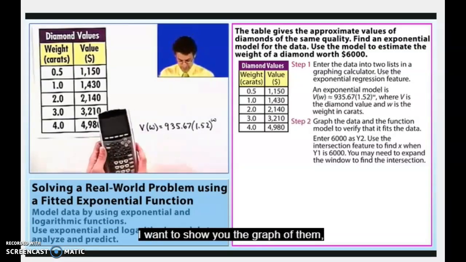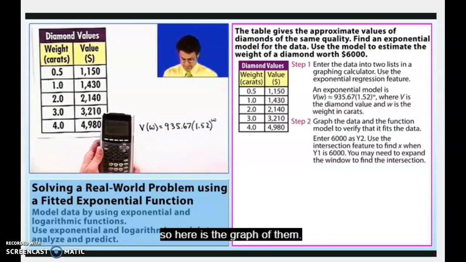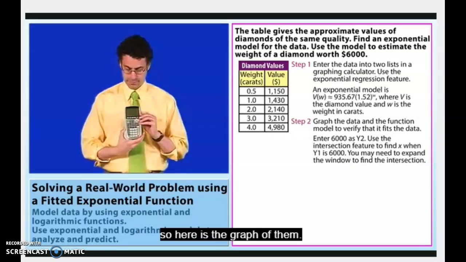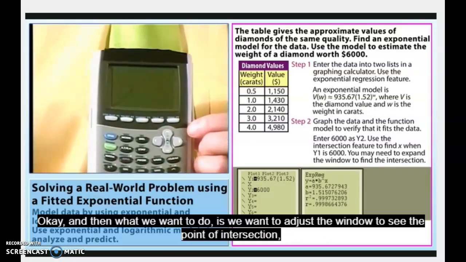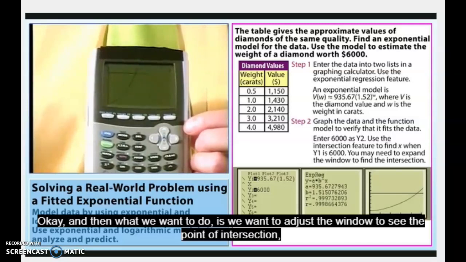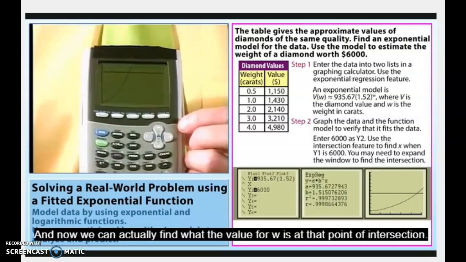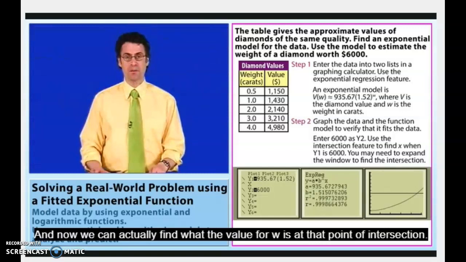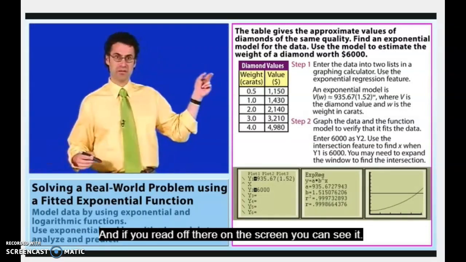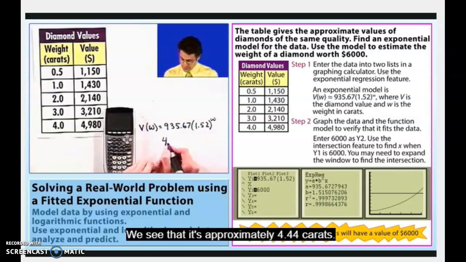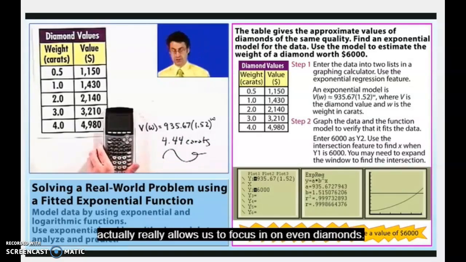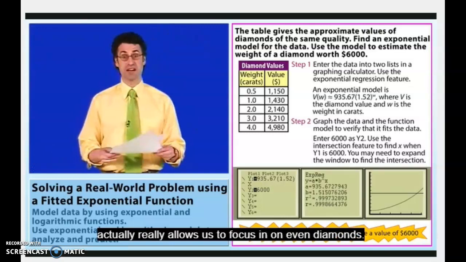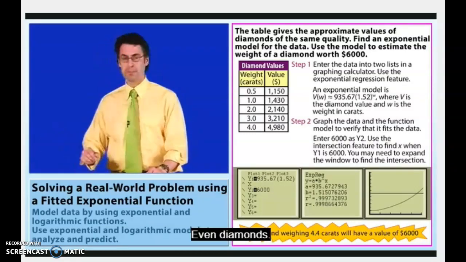Now, I want to show you the graph of them. So here is the graph. Then we adjust the window to see the point of intersection, and you can see that point of intersection right there. Now we can find what the value for W is at that point. If you read off the screen, we see that it's approximately 4.44 carats. And so there's the answer. You can see the power of the computer really allows us to focus in on even diamonds. Cool.